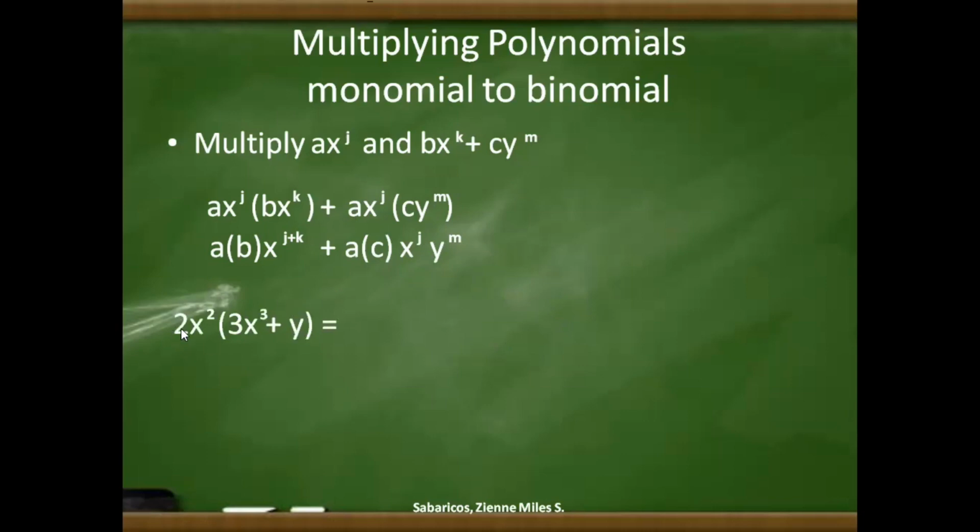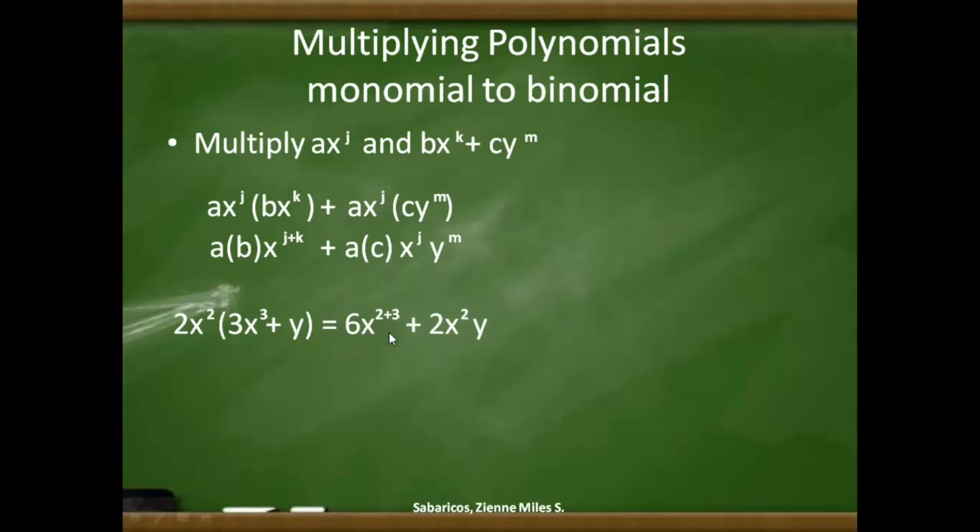For example, 2x squared times 3x cubed plus y. So 2 times 3 is 6. And just like with the exponent, if a variable has no numerical coefficient or number beside it, it's understood that it is 1. There's an imaginary 1 there. So 2 times 3 is 6, times 1 is still 6. So you put 6. You copy the x, put it there, then 2 plus 3, put it up there.